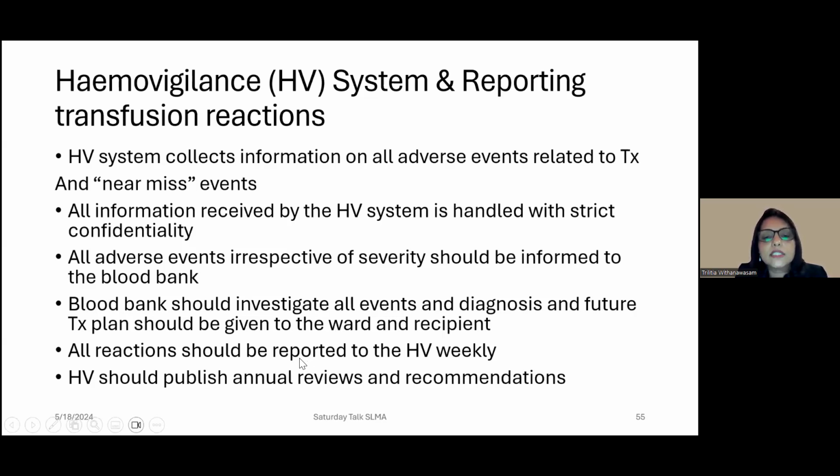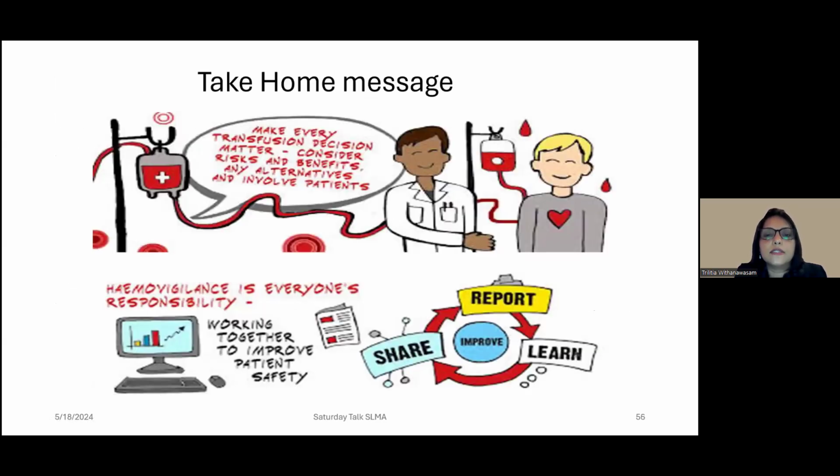And all these reactions reported to the blood bank, weekly we have to report to the national system. It is done online. Now we are reporting. And the hemovigilance system will evaluate those reactions, across the whole island, and will report what the findings are. Actually, I just took this one from the UK hemovigilance system.